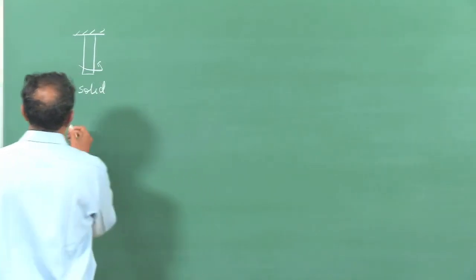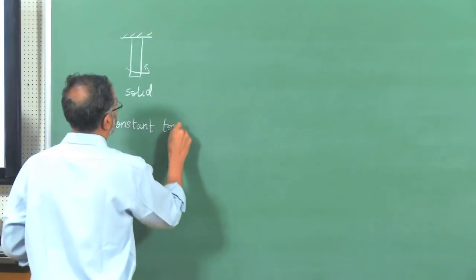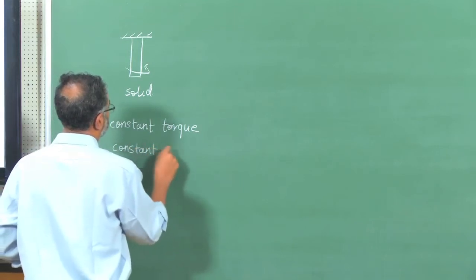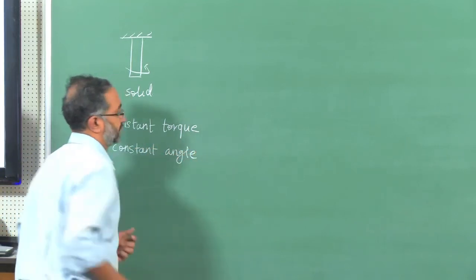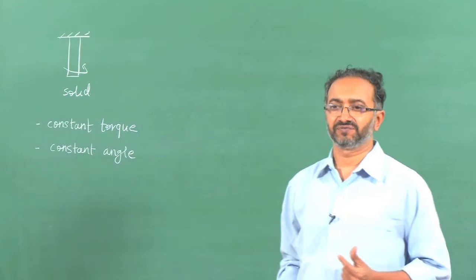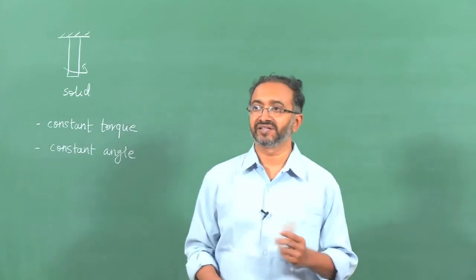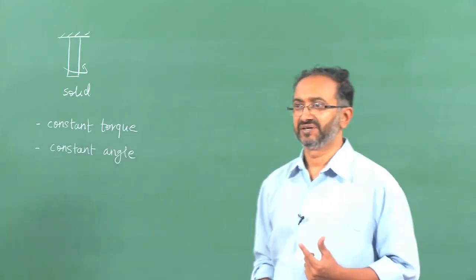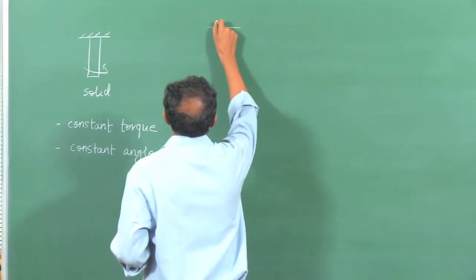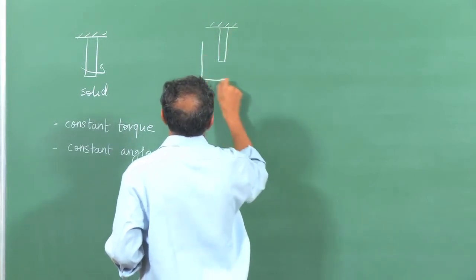So we can do constant torque, or constant angle. I can say that I will rotate it by 2 degrees no matter what force or torque is required, or I will apply a certain amount of torque and then see by how much angle it rotates. Now the same thing I can also think of in terms of a fluid material, where of course what I have to do is take the fluid in a container.